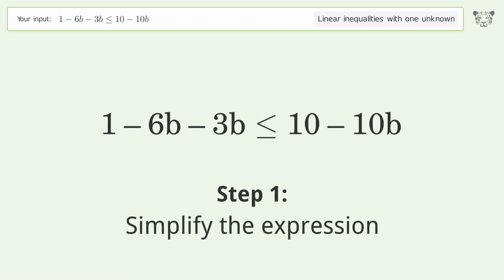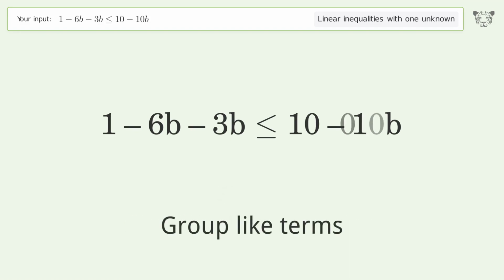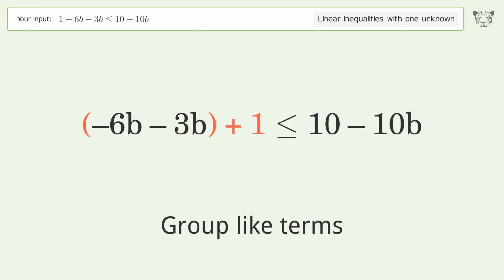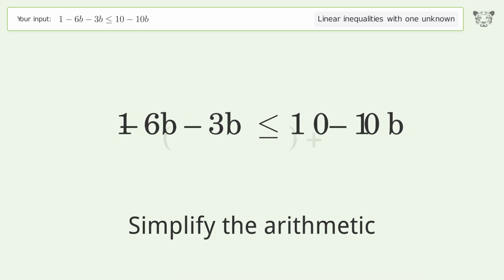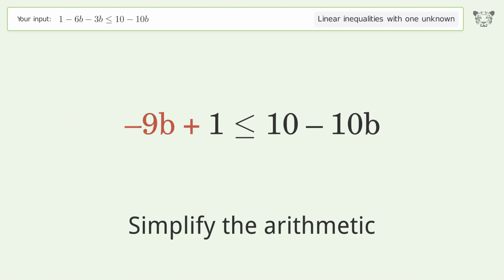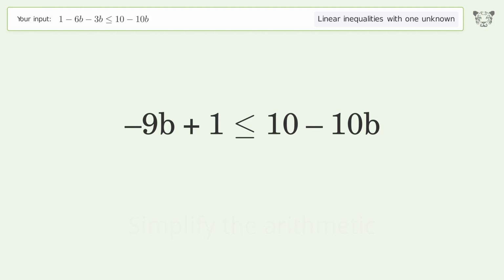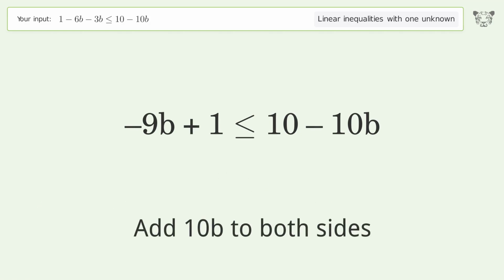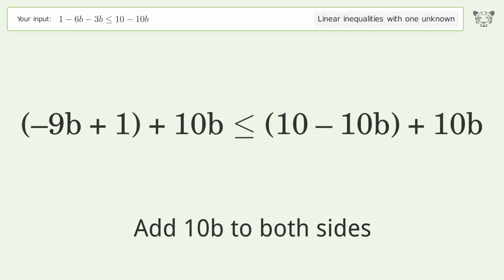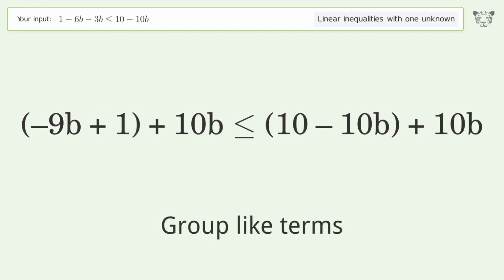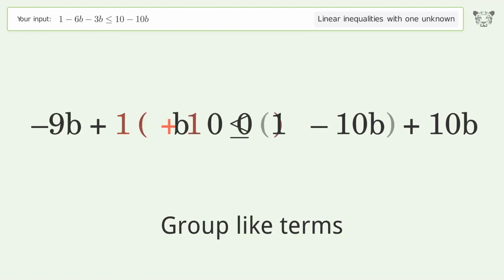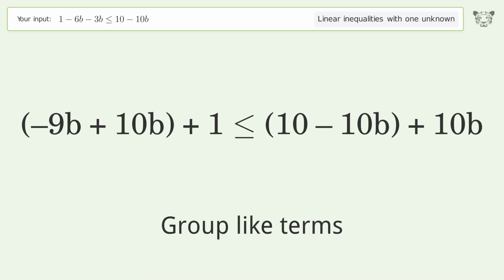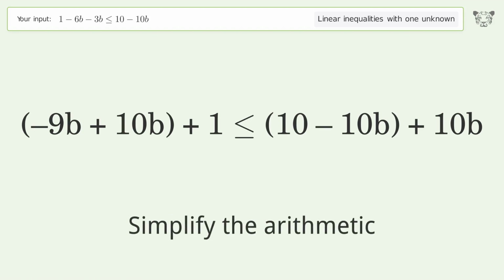Simplify the expression. Group like terms. Simplify the arithmetic. Group all b terms on the left side of the inequality. Add 10b to both sides. Group like terms. Simplify the arithmetic.